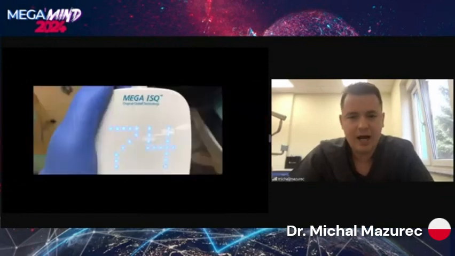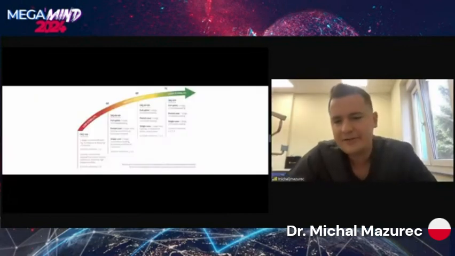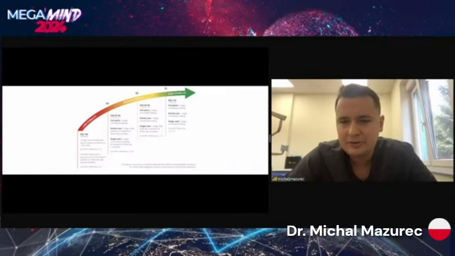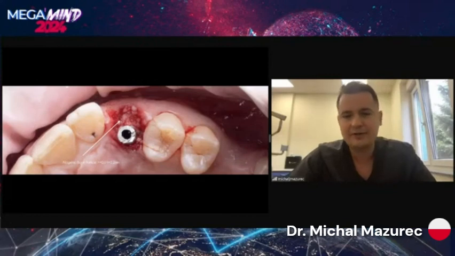74, a high ISQ value, and as we all know, everything above 70 in the case of single units, we can load immediately. So we are on the safe side, we don't have to be worried. As you see here, we need to do the grafting, and the best way to graft around partial extraction therapy cases is the allogenic bone or autologous bone.